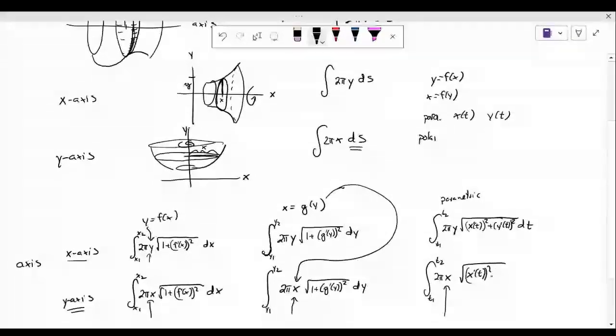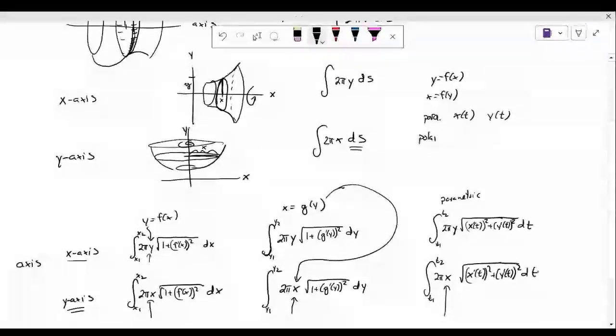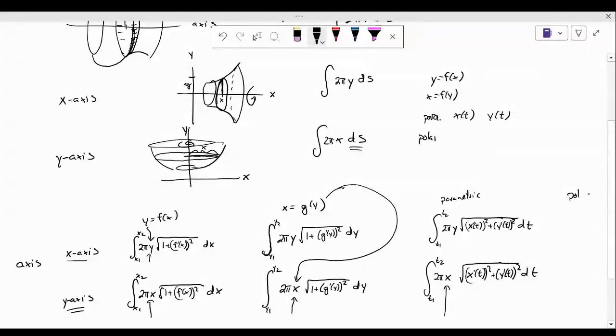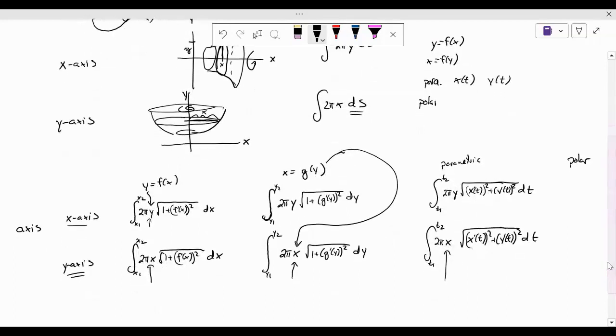Anyway, I'm just trying to think about how to organize this. This is the kind of mental preparation you should be doing, going through all the cases and thinking to yourself, can I organize this in my head? And then, of course, there's polar. Just the ds is going to look different. I'm running out of space here, so it doesn't let me scroll to the left or right. That's interesting.